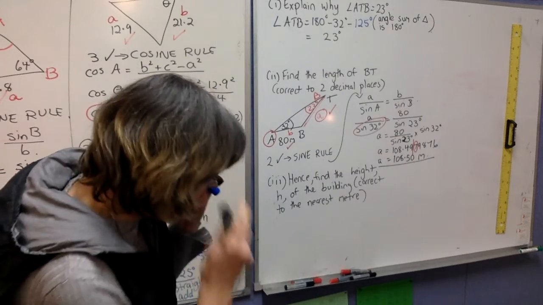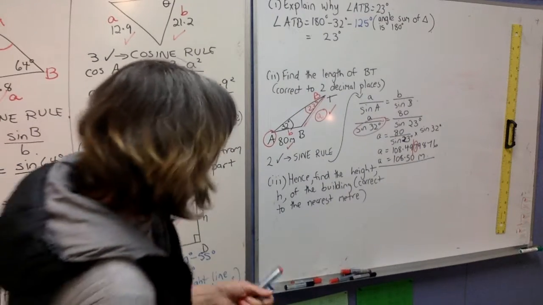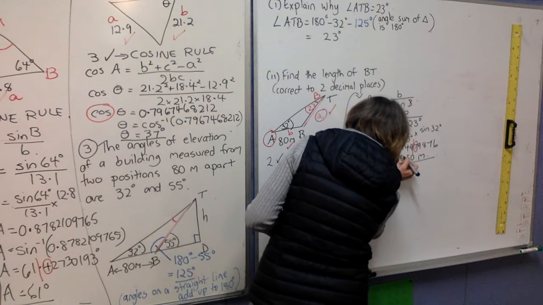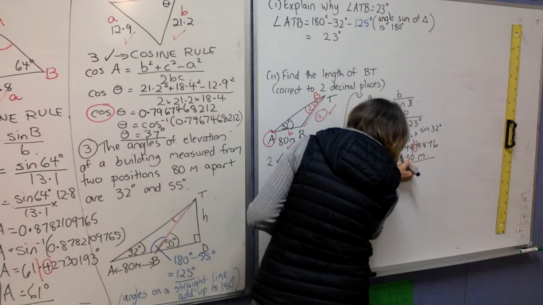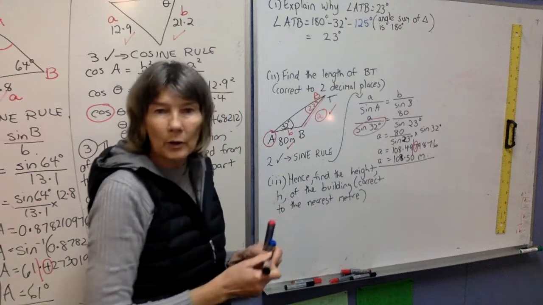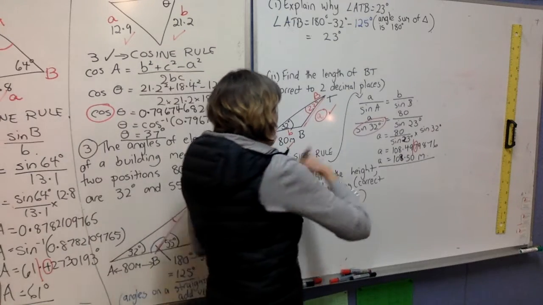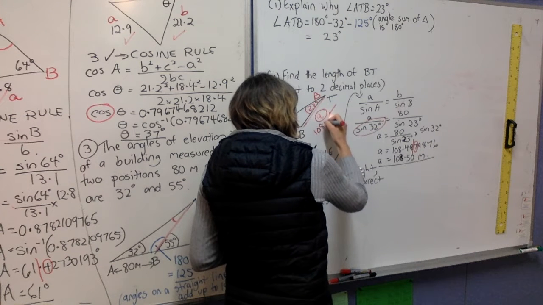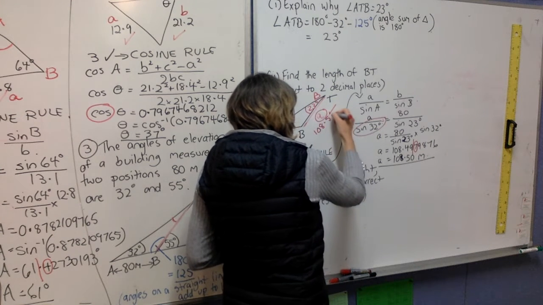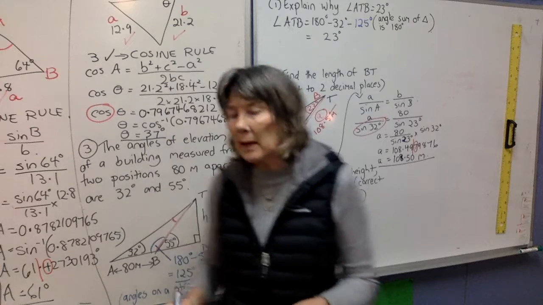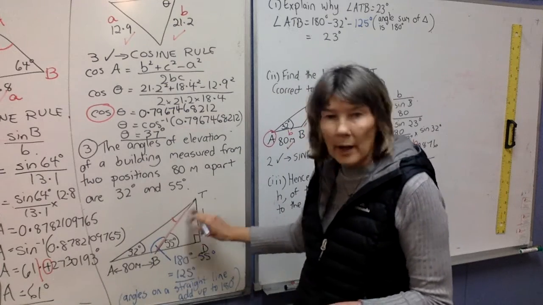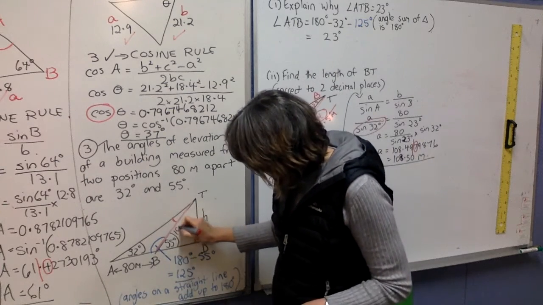Now, before we go to the next question, I want you to get the answer that we've just got here, which is 108.50, or you can write it as 108.5, and write it on this side length, because you've just found that. And then you're going to come back over here to the original diagram and write it on the original diagram as well.